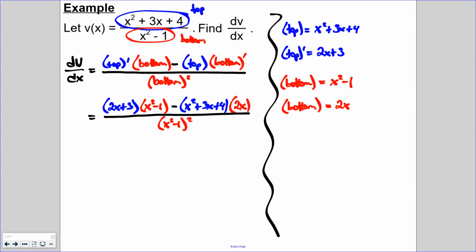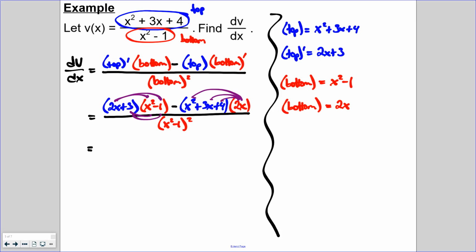Alright, so now this is technically the right answer, but remember Newton wants us to simplify this down, so it's time to put on our distribution pants and get to work. So we'll FOIL the first two terms together, and then we'll distribute the 2x into the last three terms. Alright, so what's that going to give us?